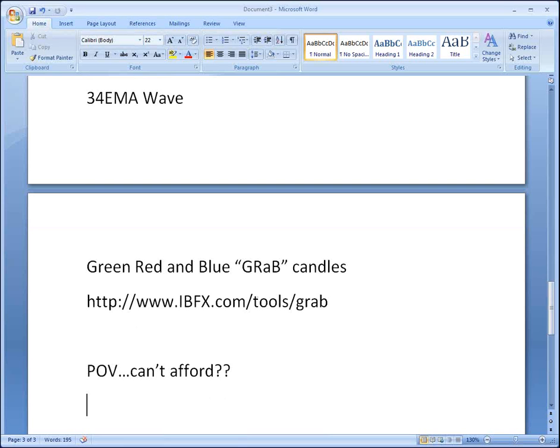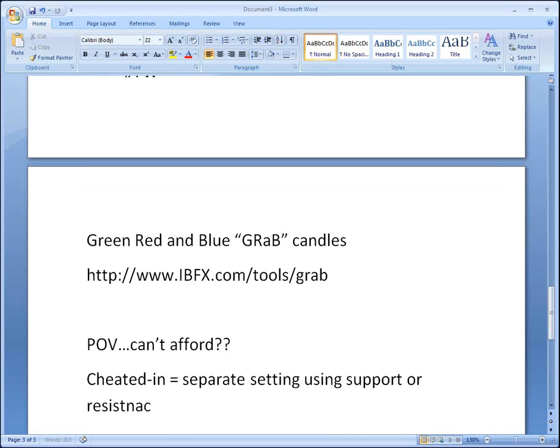Okay? Again, the point at which the trade is no longer valid, I defined it already within the context of an up and down trend, which is what this EA is looking to capitalize on. So a cheated in stop is then saying, you know what, I want to use a separate setting, hopefully using some sort of support or resistance, and you'll manually put in a stop loss that typically represents less risk than the point of validity.